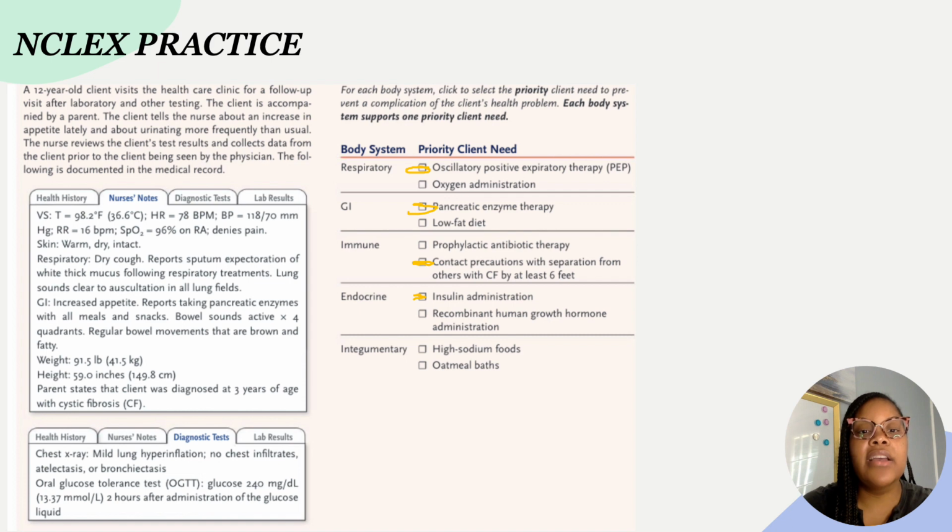All right? So in our integumentary, it just says that our skin is warm, dry, and intact. So what type of client need would be priority? Would they need oatmeal baths or would they need high sodium foods? All right? So high sodium foods. Why would they need high sodium foods? Because the salt is not being reabsorbed through the skin. All the salt is sitting on the skin. So that patient needs to eat high sodium foods in order for their internal sodium level to be balanced.